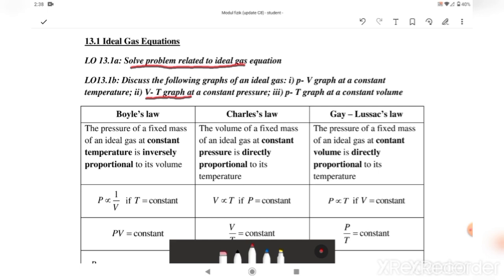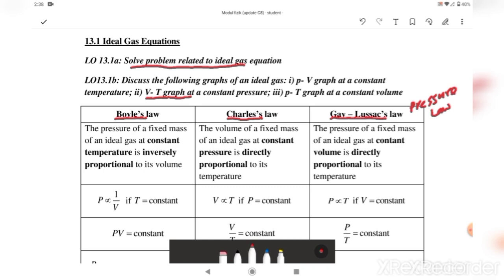Okay, let's look at the laws that we have in this chapter. So we have three laws here, which are Boyle's law, Charles' law, and Gay-Lussac's law, also known as pressure law. Okay, let's look at them one by one. So we have Boyle's law.